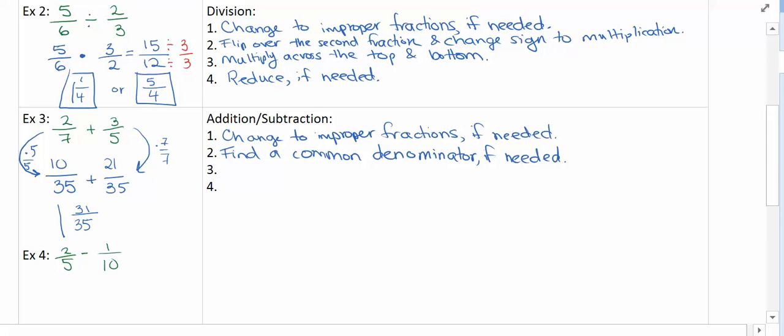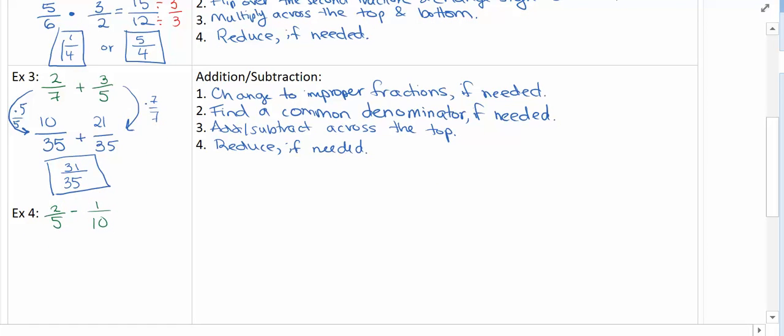And kind of not needed, and we went ahead. I'm going to say here, add or subtract across the top, or numerator. The last step is again reduce, if needed. You'll notice here there's no numbers that go into 31 and 35, so I'm going to go ahead and leave that as my final answer.